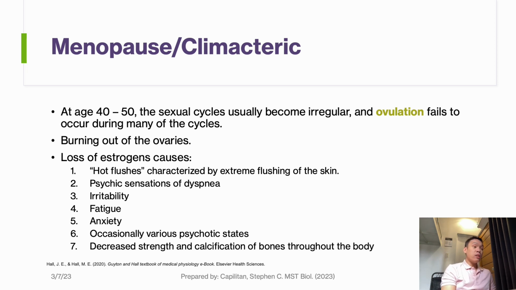At the age of 40 to 50, the sexual cycles usually become irregular and ovulation fails to occur during many of the cycles. It is simply the burning out of the ovaries. Loss of estrogen causes hot flushes, psychic sensation of dyspnea, irritability, fatigue, anxiety, occasionally various psychotic states, and decreased strength and calcification of bones throughout the body.